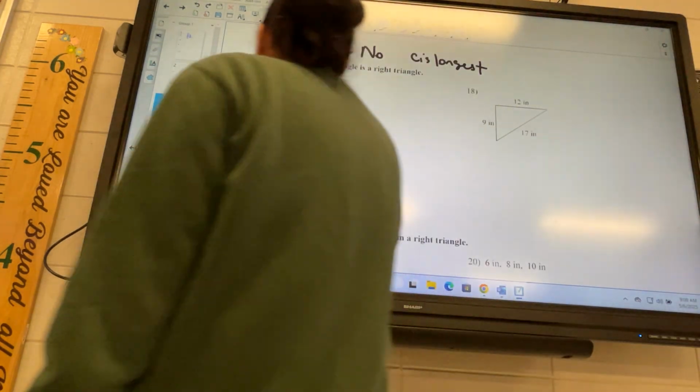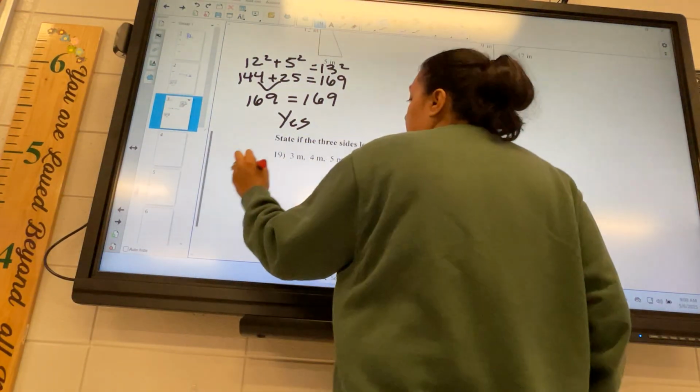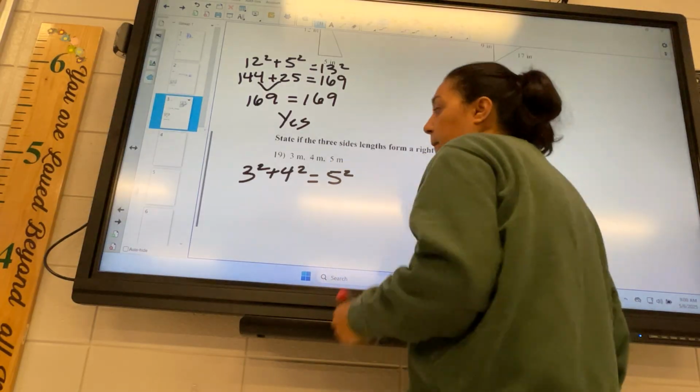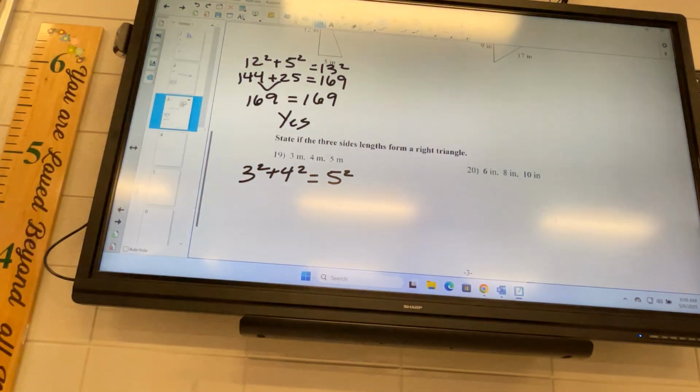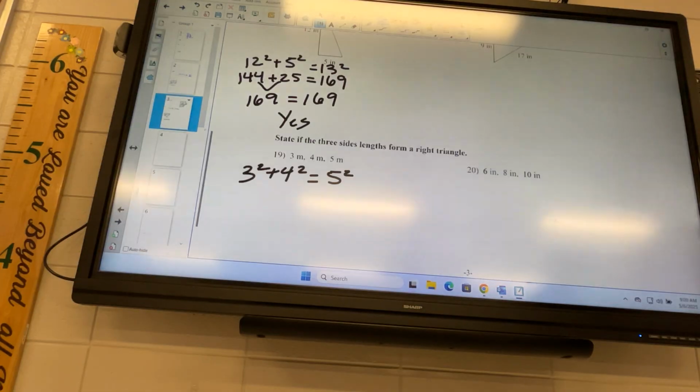Okay, number 19, which one's going to be my C? 5. So this is going to look like 3 squared plus 4 squared equals 5 squared. Okay, so on your calculator, you can type in 3 squared and then hit your over button and say 4 squared and hit your equals.